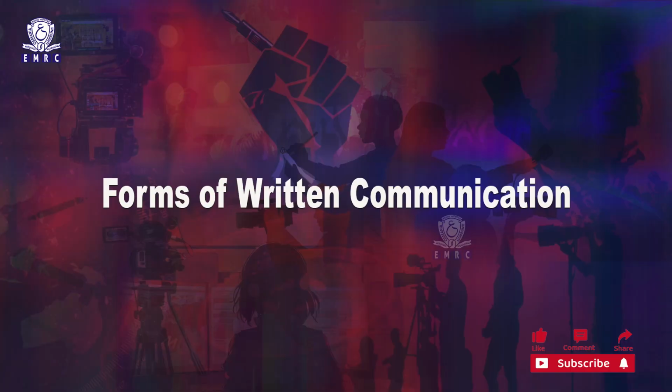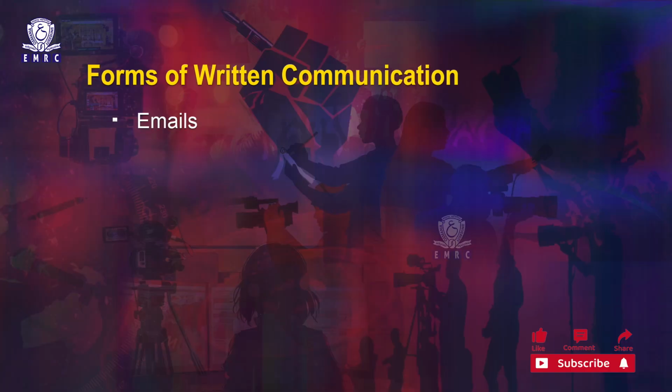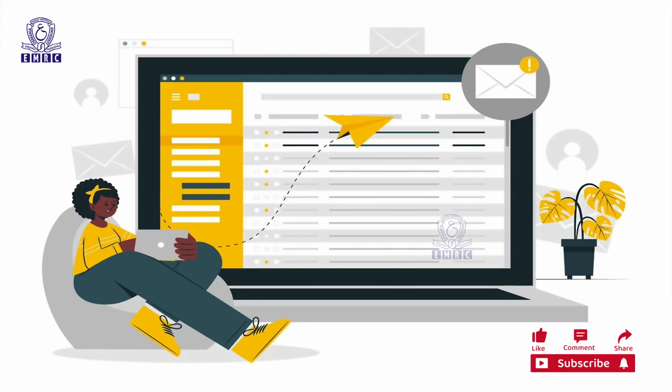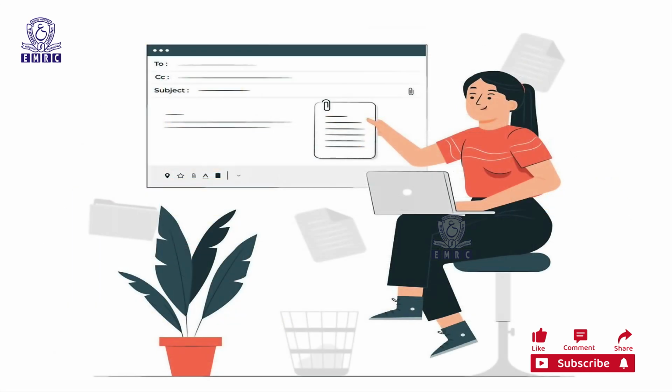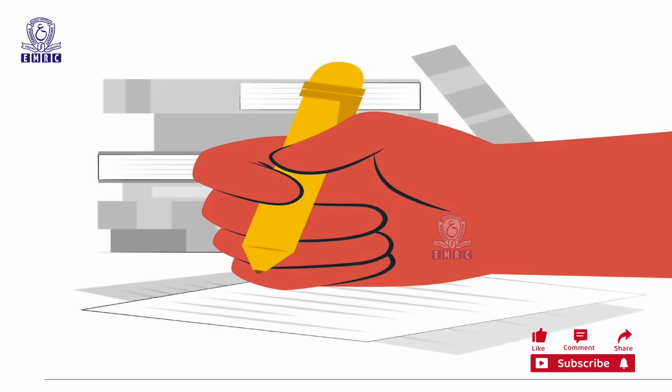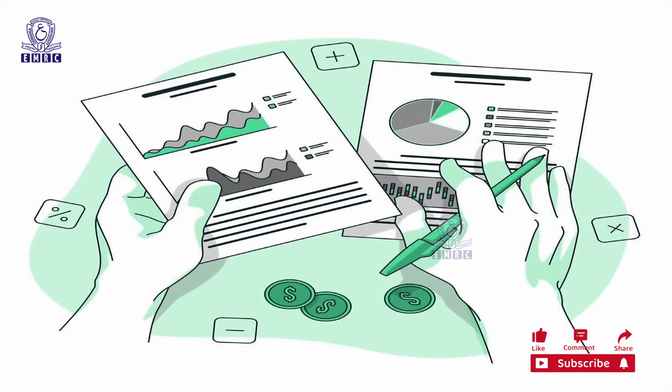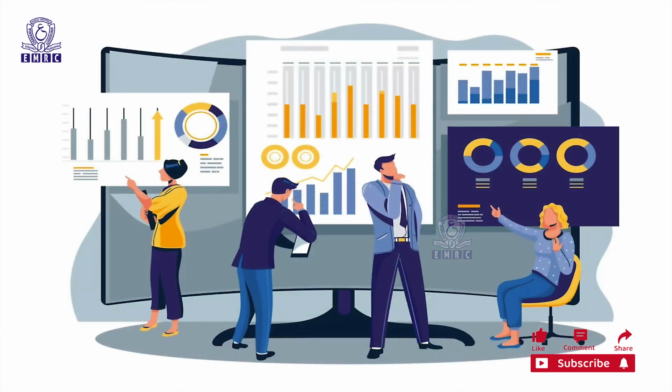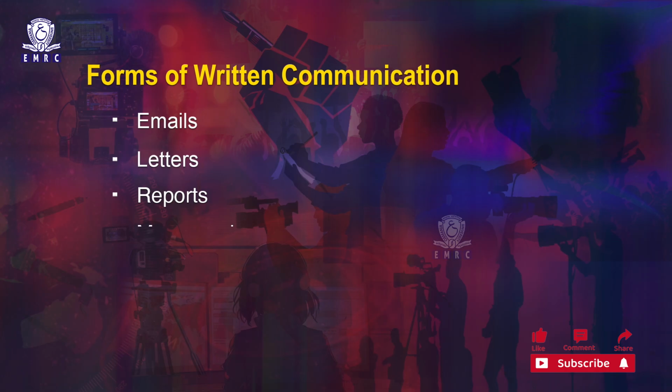Forms of written communication. Emails. Common in both professional and personal contexts. Emails are a quick and effective way to communicate in writing. Letters. Formal written communication, often used for official or professional correspondence. Reports. Detailed documents presenting information, research, findings or analysis in a structured format.